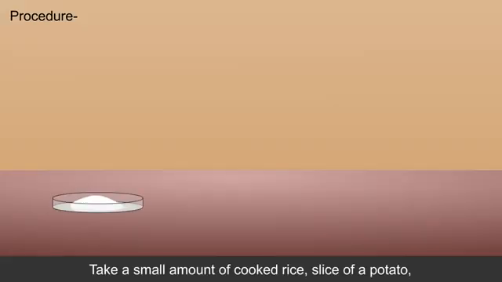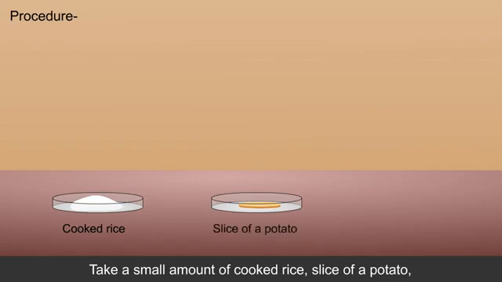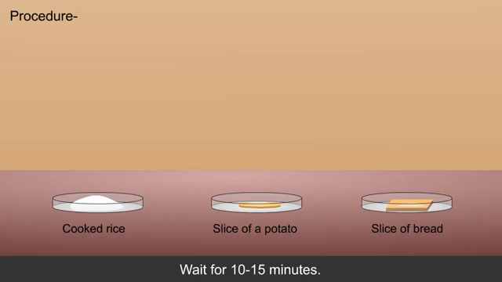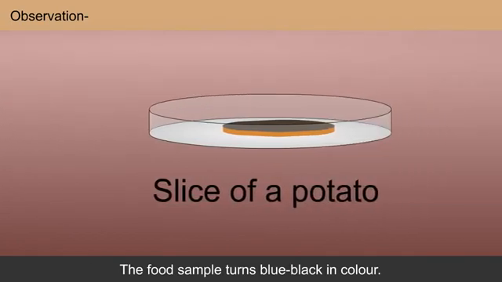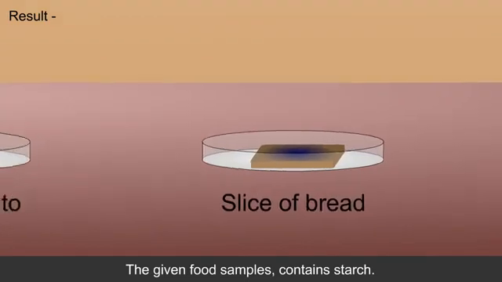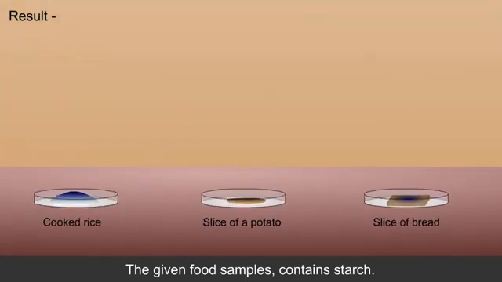Procedure: take a small amount of cooked rice, a slice of potato, and a slice of bread in 3 different petri dishes. Add 2 to 3 drops of dilute iodine solution in each petri dish. Wait for 10 to 15 minutes. Observation: the food samples turn blue-black in color. Result: the given food samples contain starch.